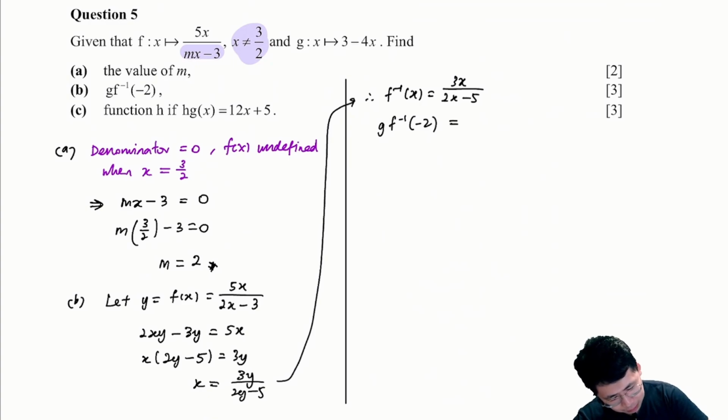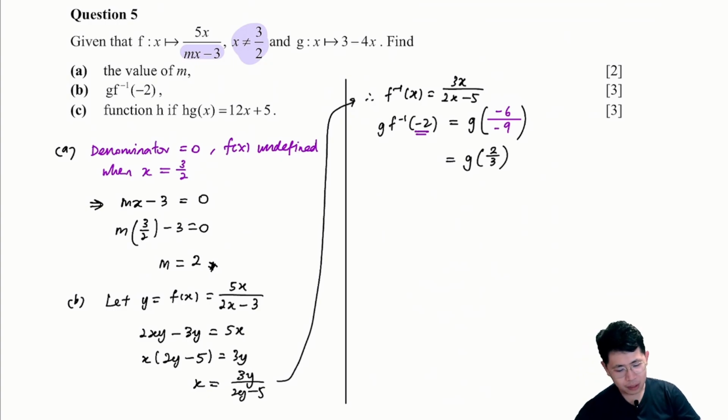So it means that I'm going to sub in the negative 2 into this expression over here first. Okay, so this would be f inverse of negative 2 will be negative 6 divided by negative 4 minus 5, so this will be negative 9. Okay, so altogether we have g of 2 over 3.